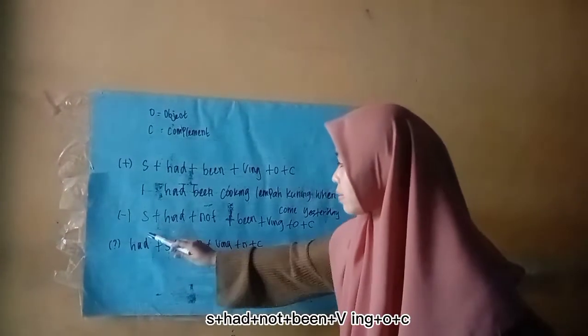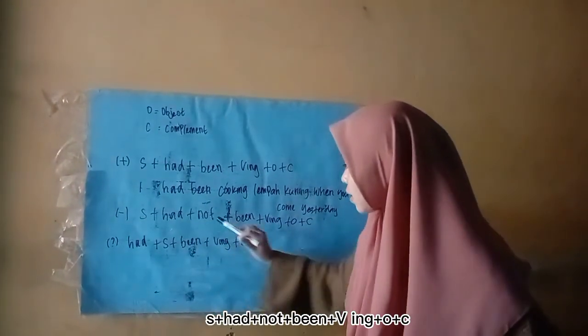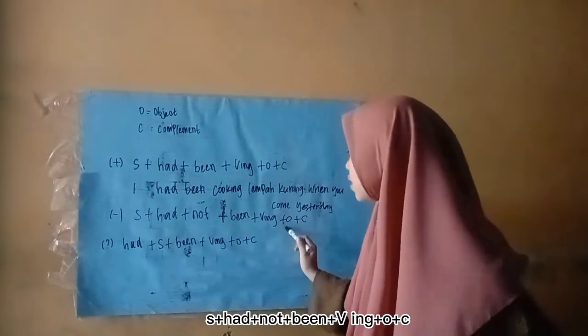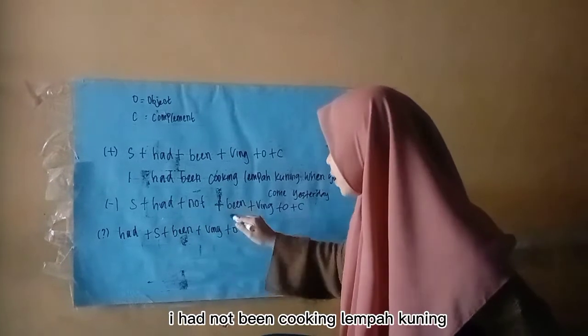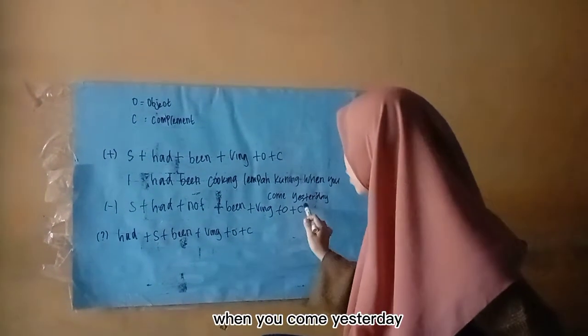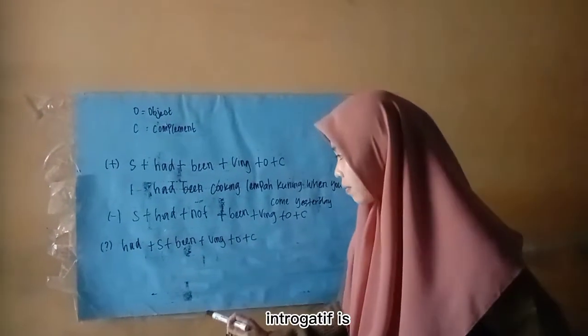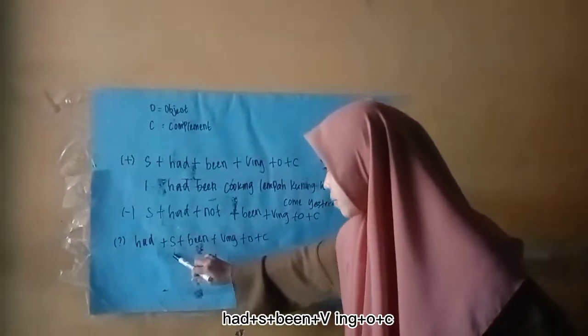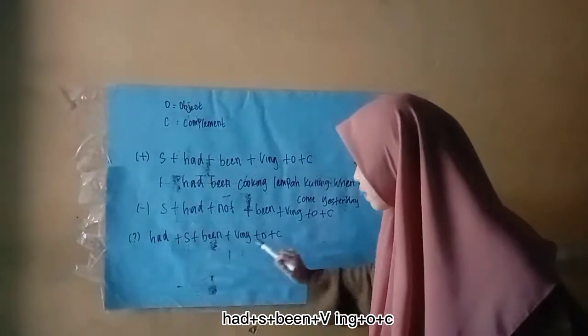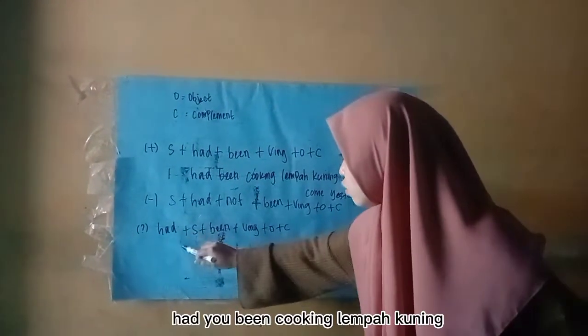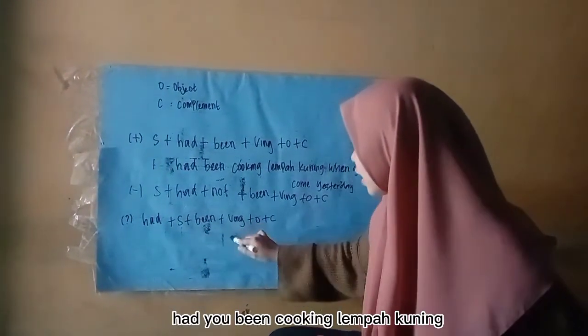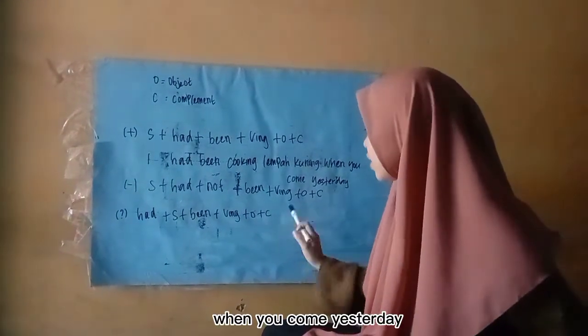Negative is subject plus had plus not plus been plus verb plus ing plus object plus complement. Example is I had not been cooking lempah kuning when you came yesterday. Interrogative is had plus subject plus been plus verb plus ing plus object plus complement. Where example is had you been cooking lempah kuning when I came yesterday?